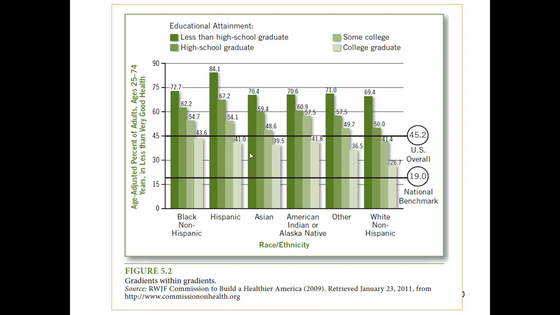If you compare that to white non-Hispanics who achieve less than high school graduation, it's about the same, 70%. So 73% and 70% reported being in poor health, between the ages of 25 and 74. Contrary to that, if you look at college graduates, there's a big difference between those who reported being in poor health and those who reported being in good health.